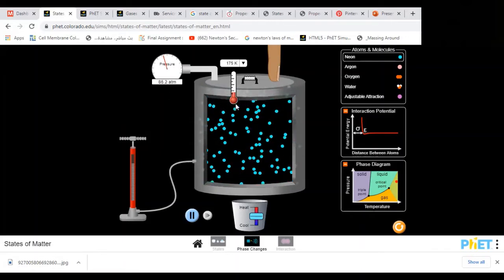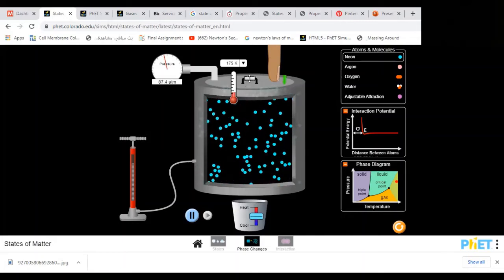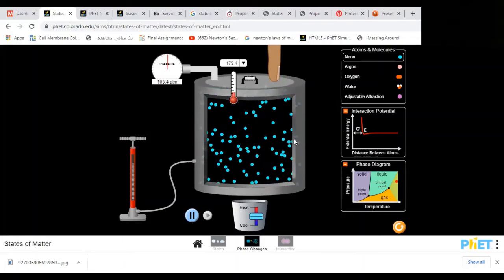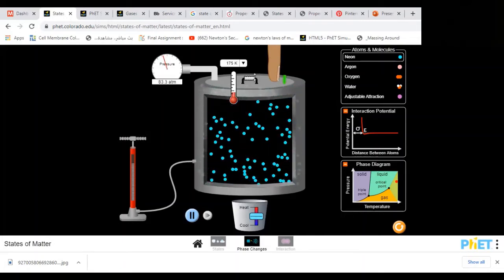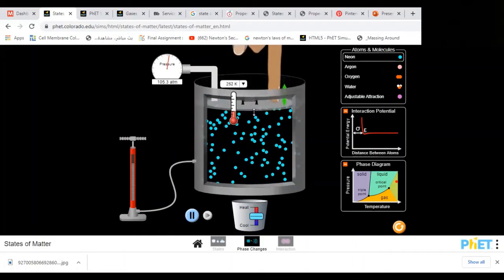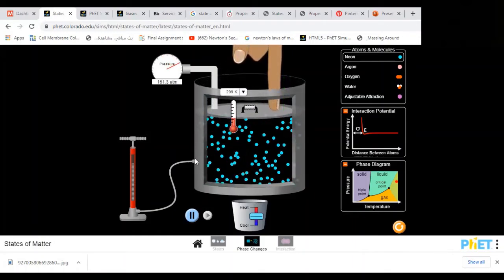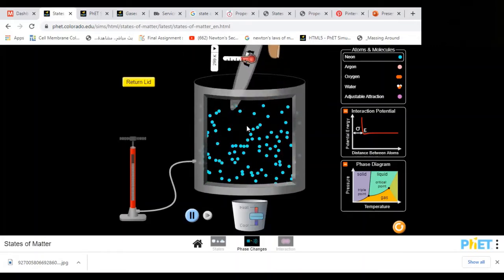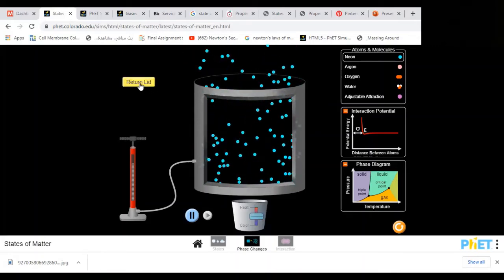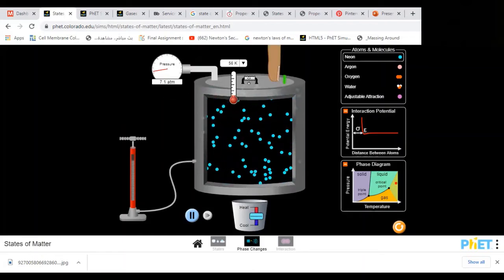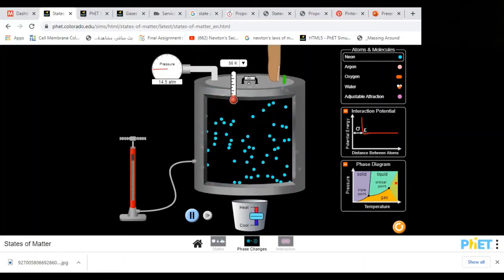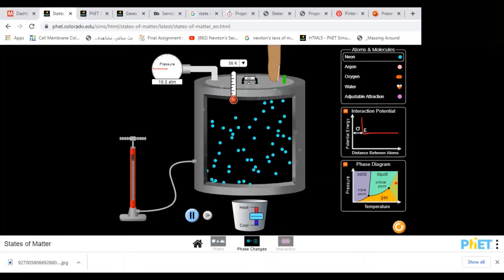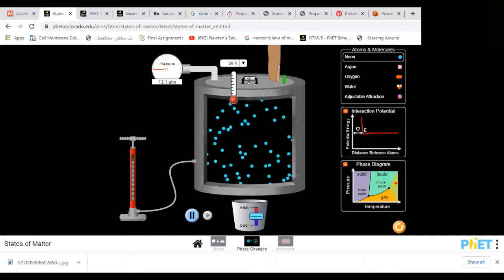Okay. Now I will do something else. I will change the volume, the space these particles have. I will just decrease the volume. When I make it smaller, see the pressure? The pressure was very high, till it pushed the lid away.